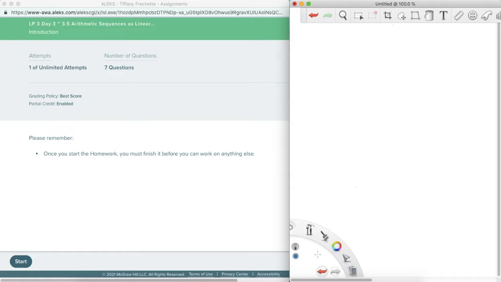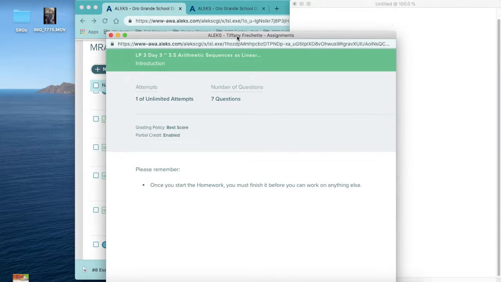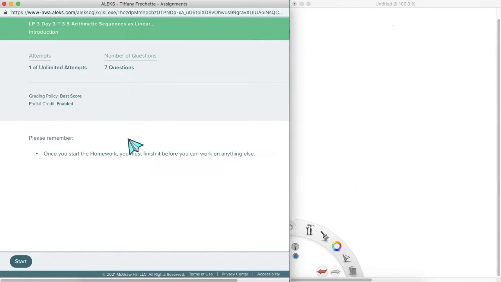All right, we are in Chapter 3, Section 5. This is Arithmetic Sequence as a Linear Function. Functions, yes. So this is for I-1 or Integrated Math 1.